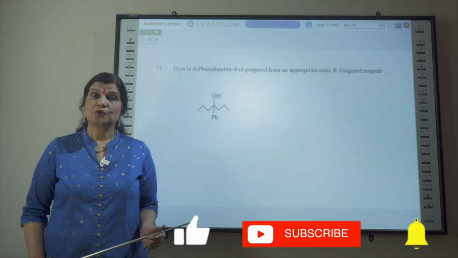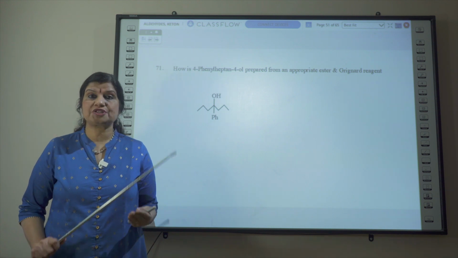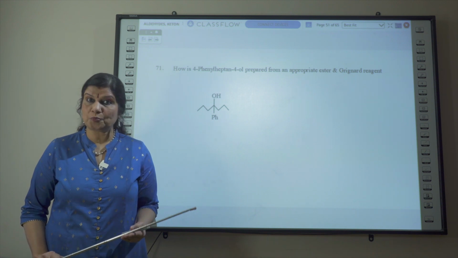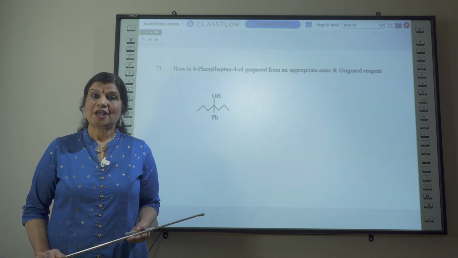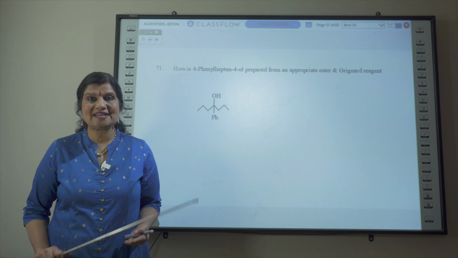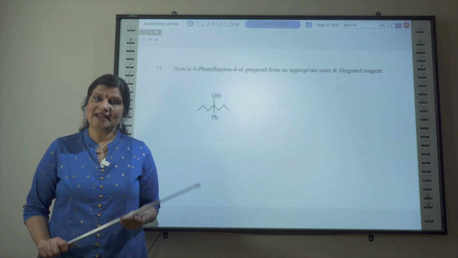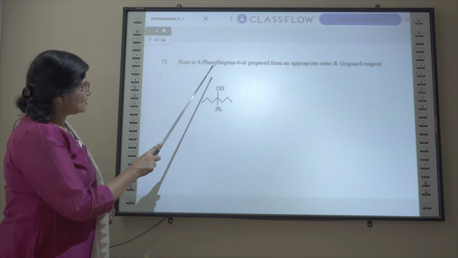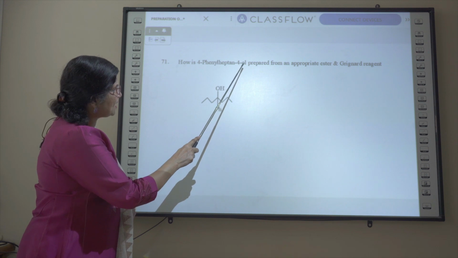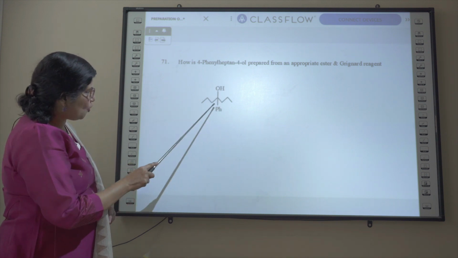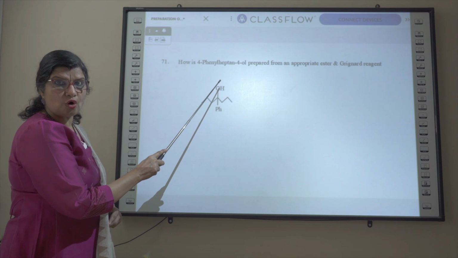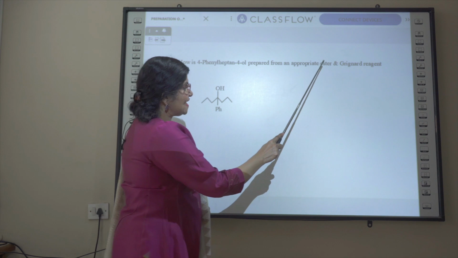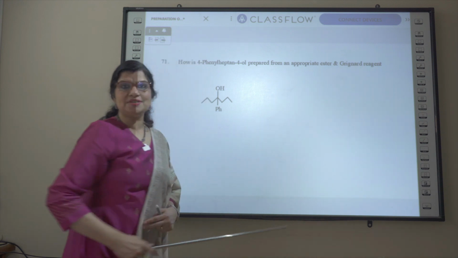In this video, we will learn how to apply the reaction between esters and Grignard reagent to produce an appropriate tertiary alcohol. You will see this question and its variations in many exams, and understanding this will give you a definite advantage. How is 4-phenyl heptan-4-ol, which has 7 carbon atoms, prepared from an appropriate ester and Grignard reagent?